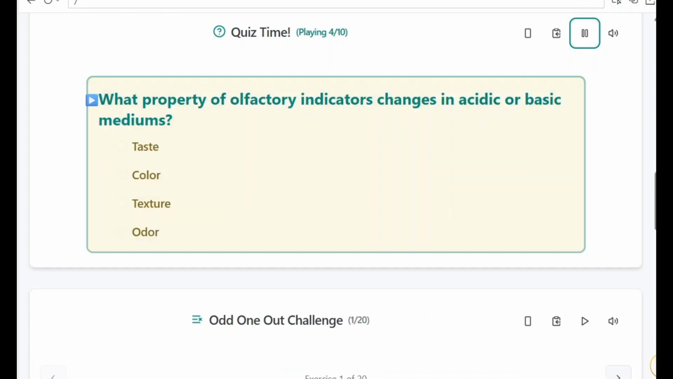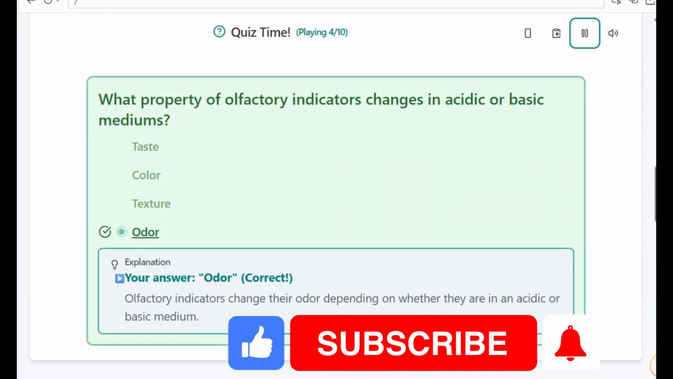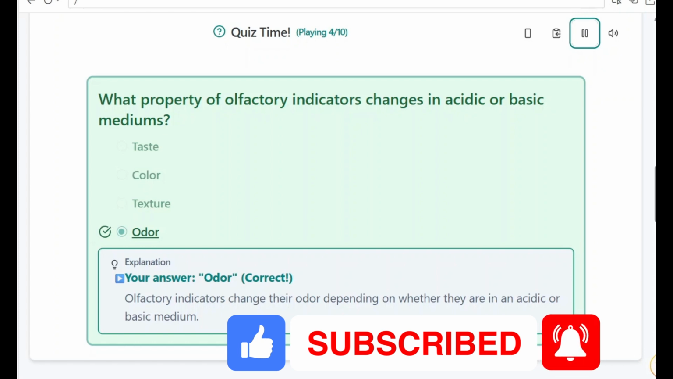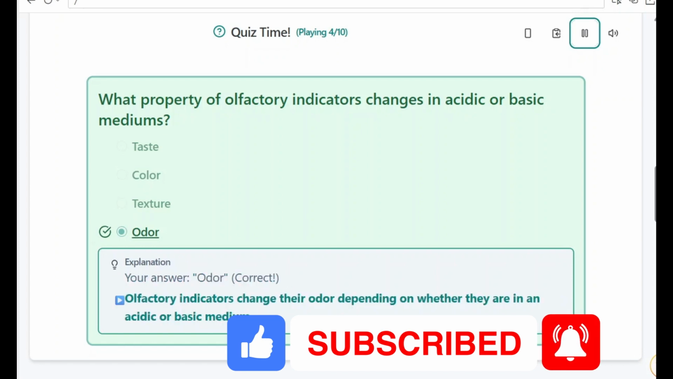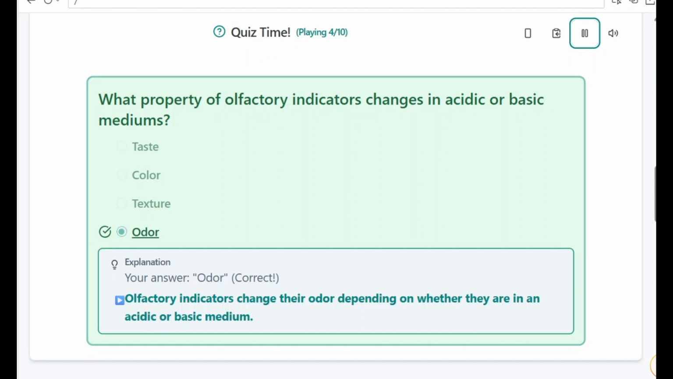What property of olfactory indicators changes in acidic or basic mediums? The correct answer is odor. Explanation: olfactory indicators change their odor depending on whether they are in an acidic or basic medium.